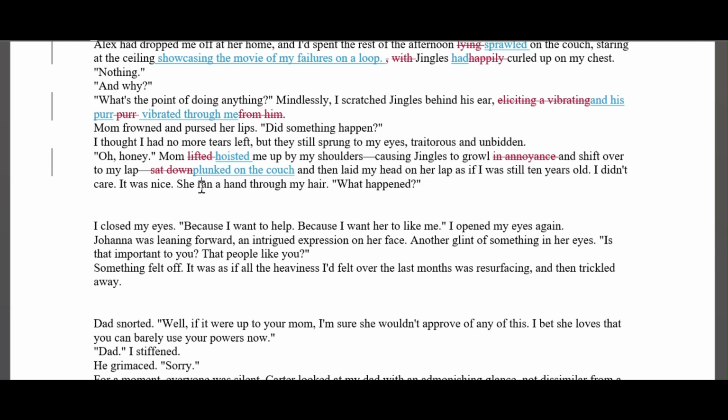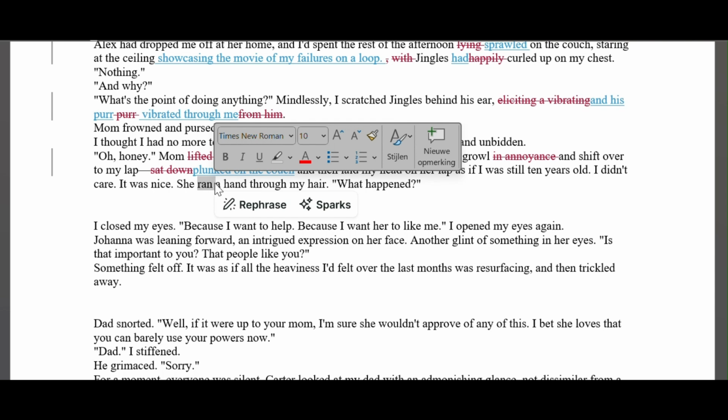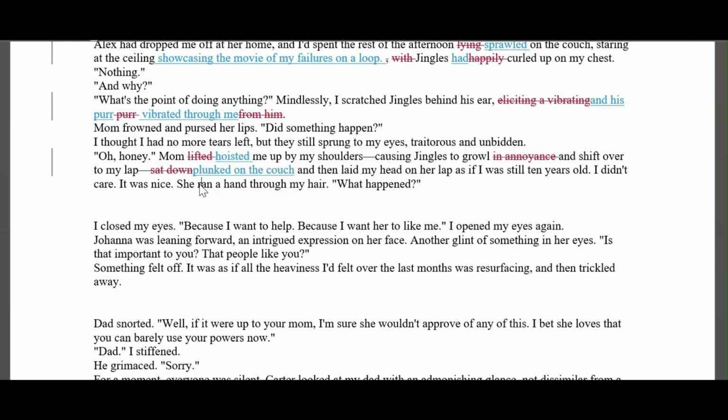She ran a hand through my hair. Don't really like that one, because running a hand through your hair is kind of a speedy gesture, when instead we want to go for a loving and comfortable movement. So we can say caressed instead.